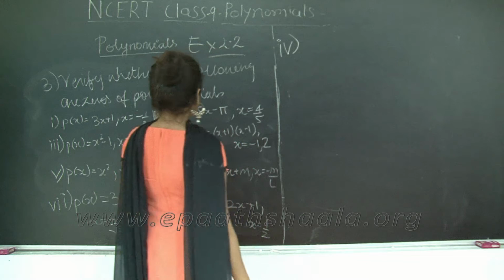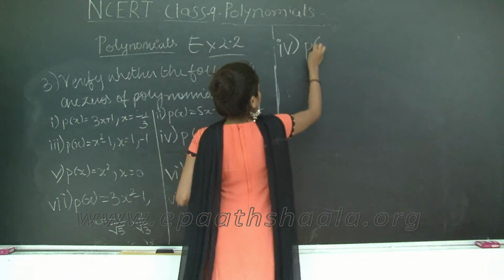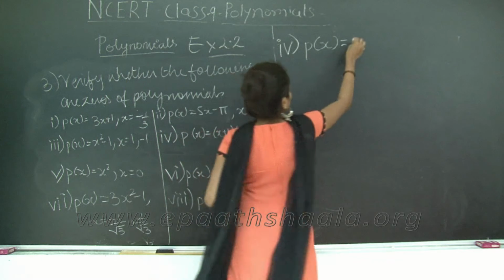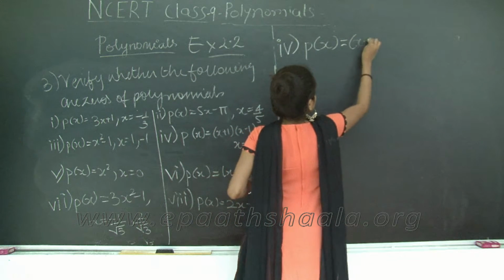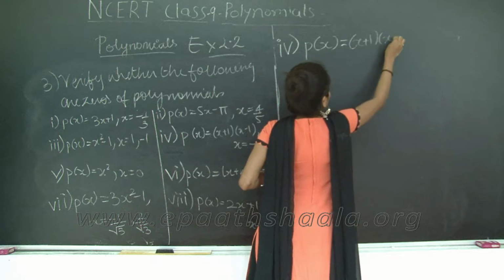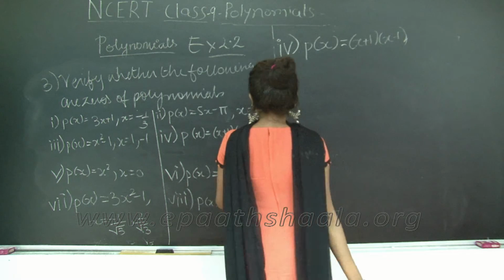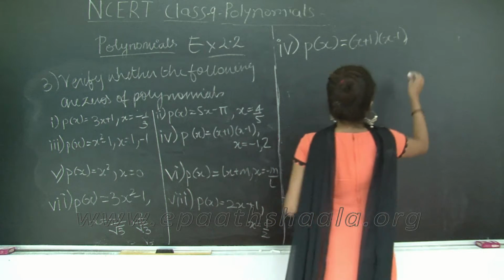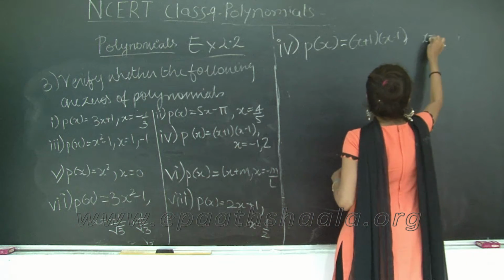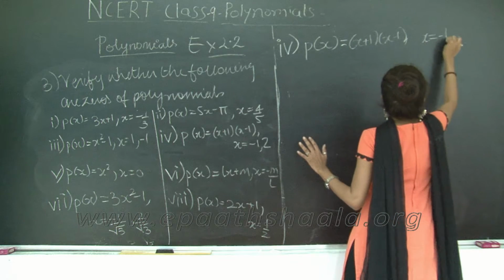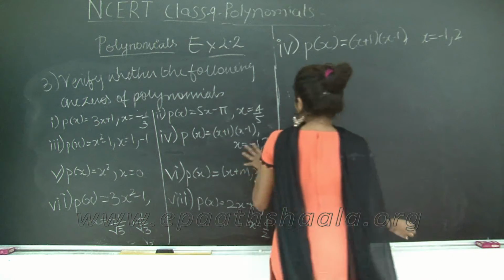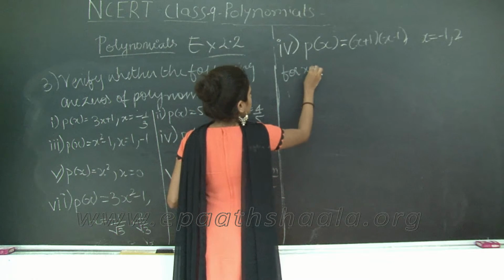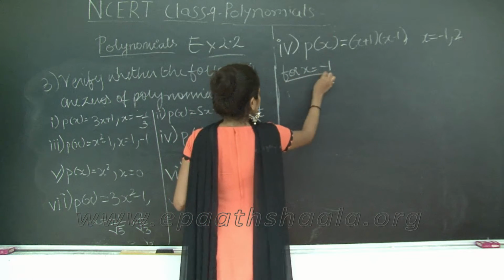Let's take a look at the fourth sum. A polynomial is p(x) = (x + 1)(x - 1). And like the previous sum, we have to check whether we have zeros of the polynomial for two values of x, so x = -1 and x = 2. I am going to do it one at a time. Let's find for x = -1.